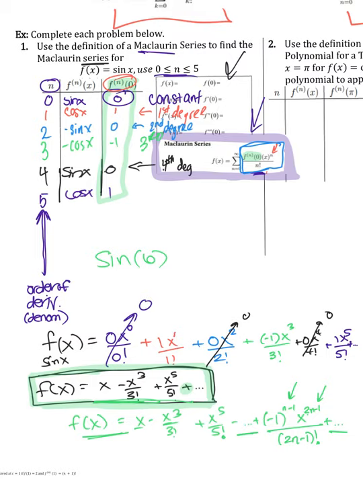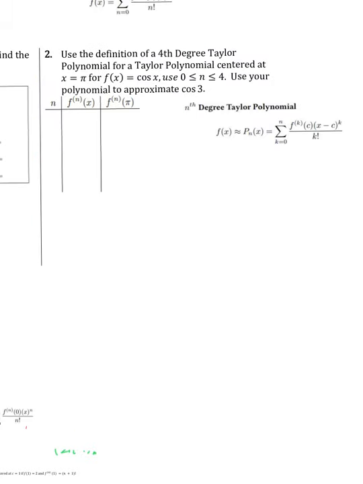Now let's go ahead and look at number 2. All right, number 2 says use the definition of a 4th degree Taylor polynomial, key word here, meaning you should automatically be thinking approximately, for a Taylor polynomial centered at x equals pi, which you're going to notice there is now a pi here, for f of x equals cosine of x. Use 0 is less than or equal to n is less than or equal to 4.